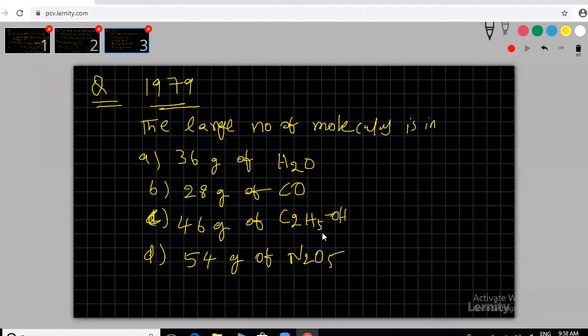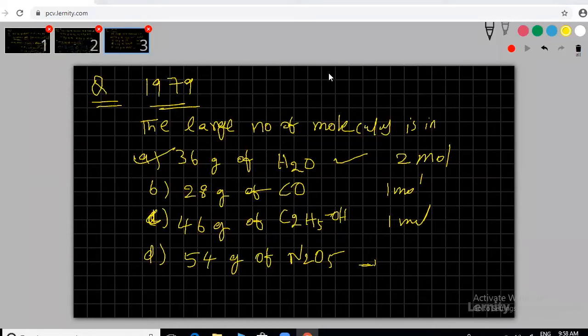Done. What is the answer, sir? Option A. Most of the people said option A, more number of moles. A is the correct answer. Here 2 moles, but here 1 mole, here also 1 mole, and here maybe less than 1 we are expecting. So the answer is A. Very good.